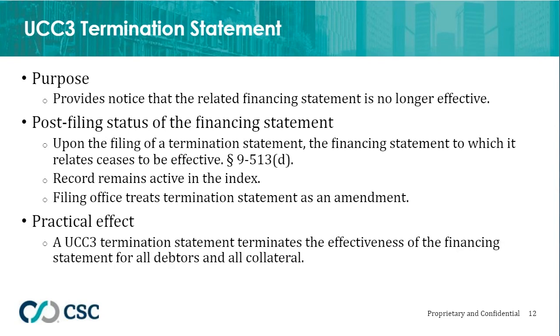So assuming it was filed with full authority, the practical effect is that the termination statement terminates the effectiveness of the financing statement, and it does so as a whole. The entire financing statement ceases to be effective, and that's the case for all debtors and all collateral, except for a rare case where a partial assignee might be filing a termination statement. So really, there's no such thing as a partial termination. It's kind of all or nothing. It goes to all of the secured parties' interest in that financing statement.